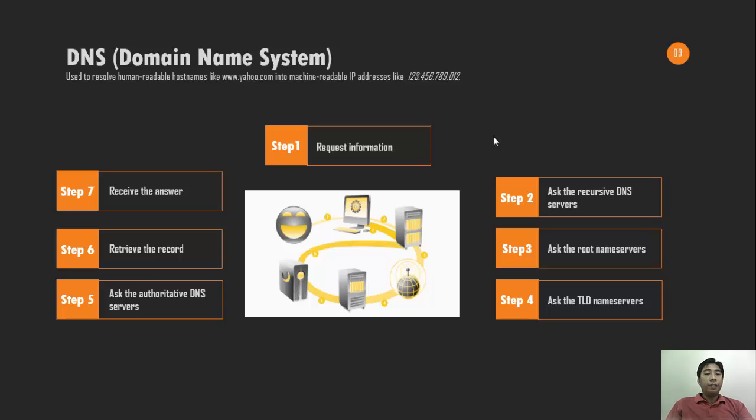Lastly, receive the answer. Armed with the answer, the recursive server returns the A record back to your computer, and your computer stores the record in its cache. It reads the IP address from the record, then passes this information to your browser. Then the browser opens a connection to the web server and receives the website.